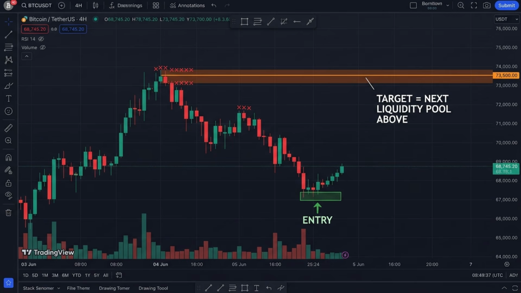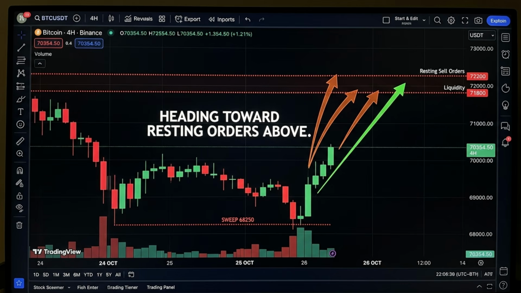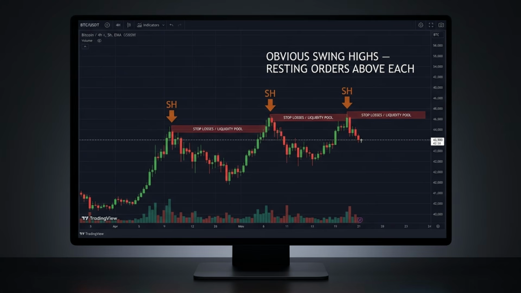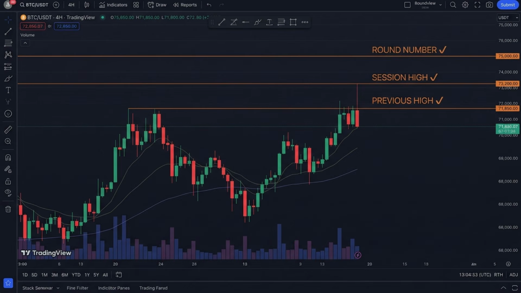Step 7. Set your target. Your target is the next significant liquidity pool above. After a bullish sweep and reversal, price is heading toward the resting orders above. Those resting orders sit at the most obvious swing highs, the previous highs that every trader can see, round numbers above current price, and the nearest session high or day high.